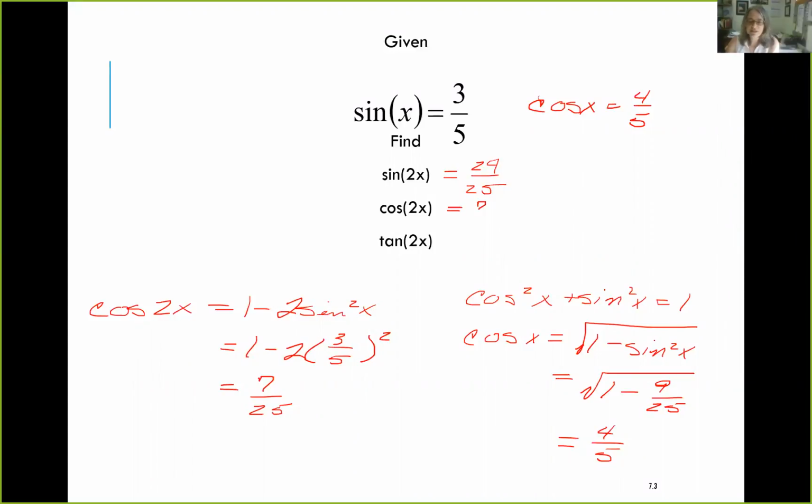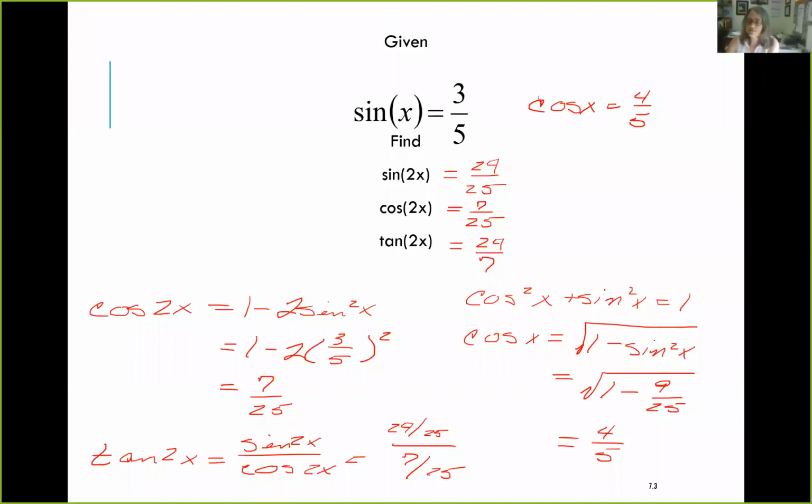Now tangent's pretty simple. Tangent of 2x is just going to be the sine of 2x divided by the cosine of 2x, which is 24/25 divided by 7/25, or 24/7. Not so bad if you know your cosine and sine double angle formulas.